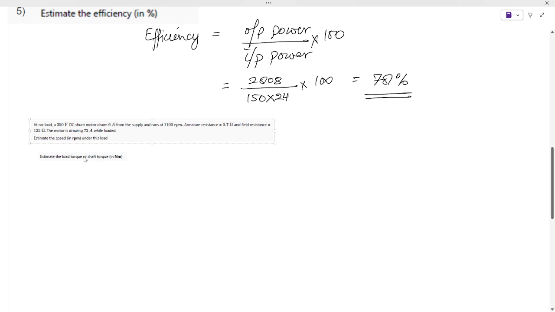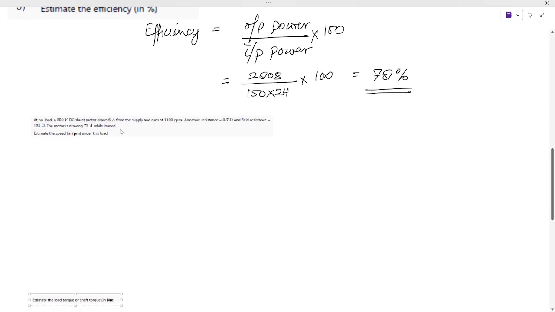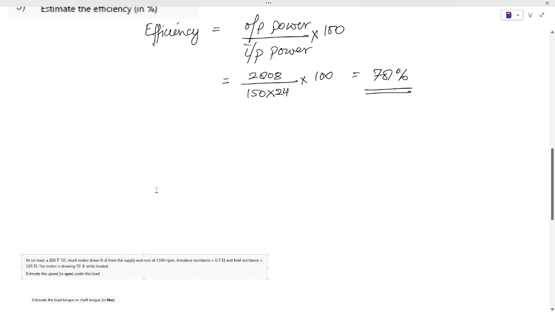Efficiency, please calculate the efficiency. Efficiency will be output power by input power. The output power will be the shaft power, that means EB into IA minus losses, and input power is the power which we are getting from the supply. Sir, EB into IA is the armature power, including losses. But since efficiency is output power available at the shaft divided by the input power.